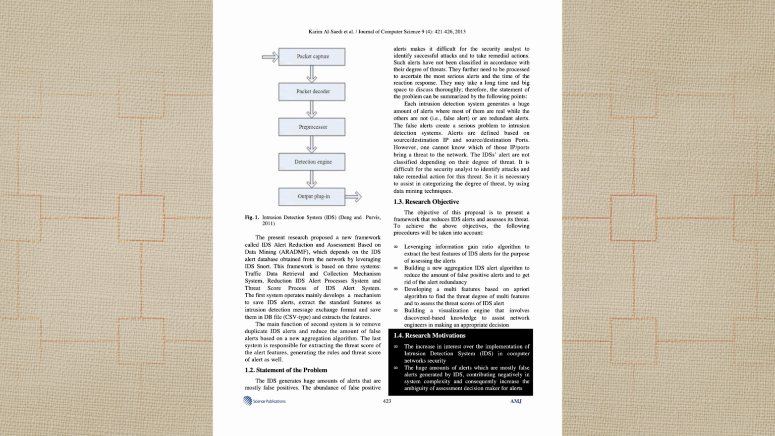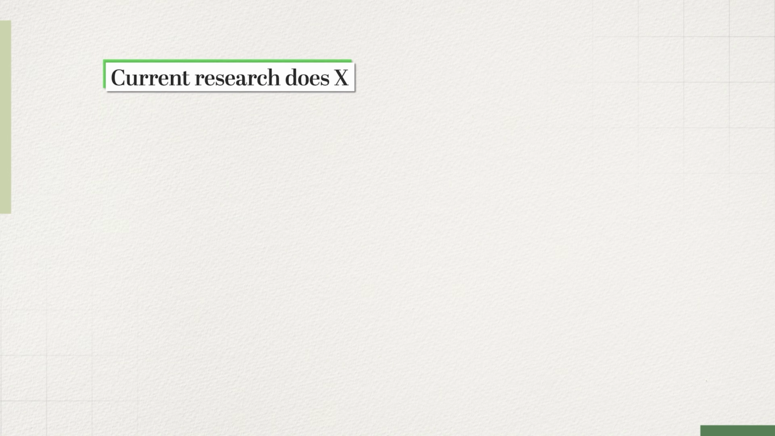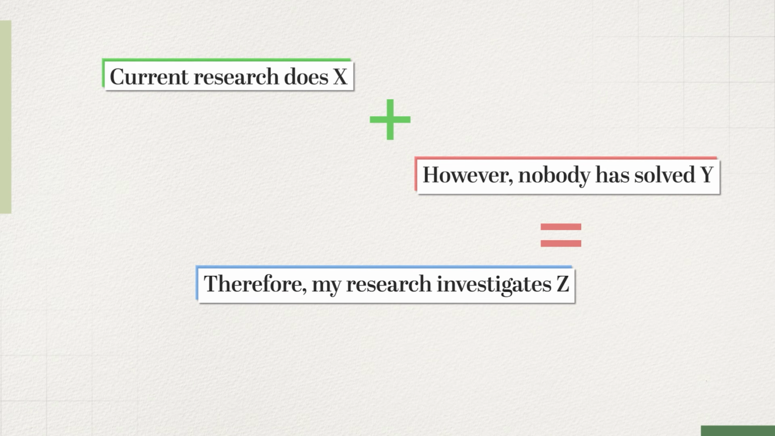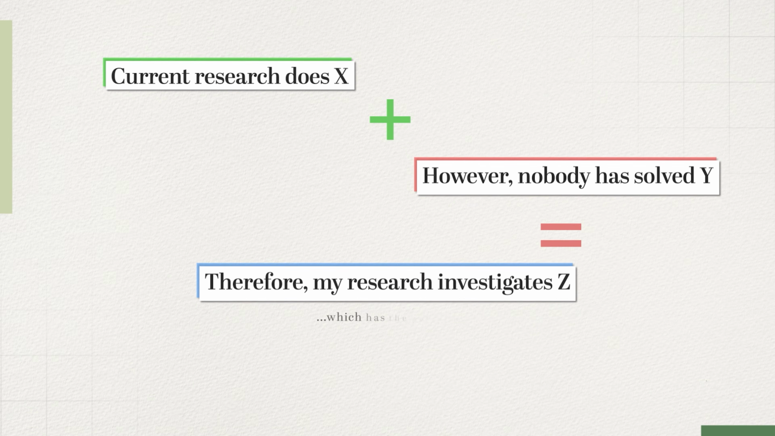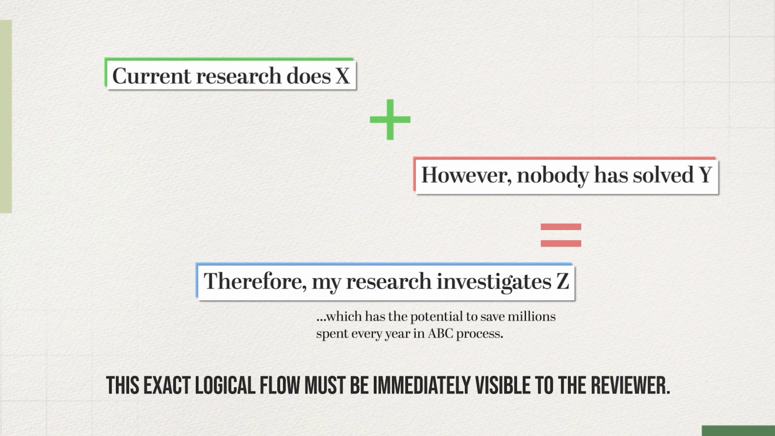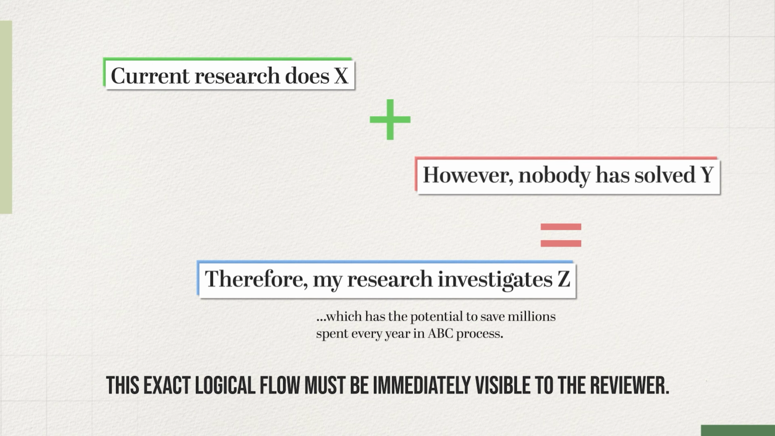This is usually followed by research motivation. This is where you want to explain that, hey, this is the current research which does X. However, no one has been able to solve Y. Therefore, my research will focus on Z process, which will actually help optimize ABC, and how it may have potential to even save millions of dollars for XYZ corporations. And that's where you move on to the methodology.